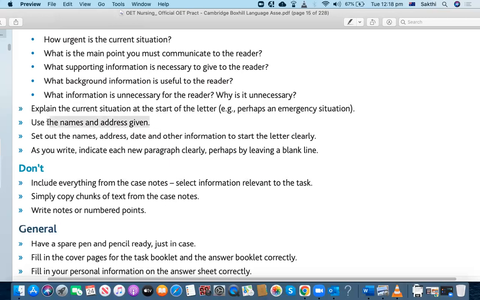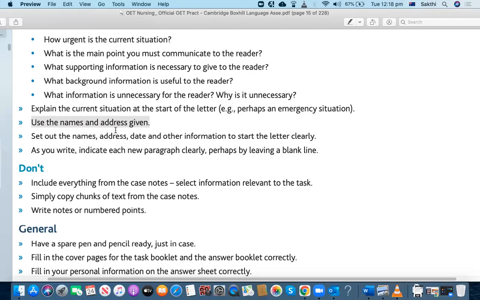You need to use the names and the address given correctly. Remember that changing the names is not good. Writing down the incorrect spelling of the names for both the recipient as well as the patient is not good at all. Changing the address is not good as well. Please don't do that.